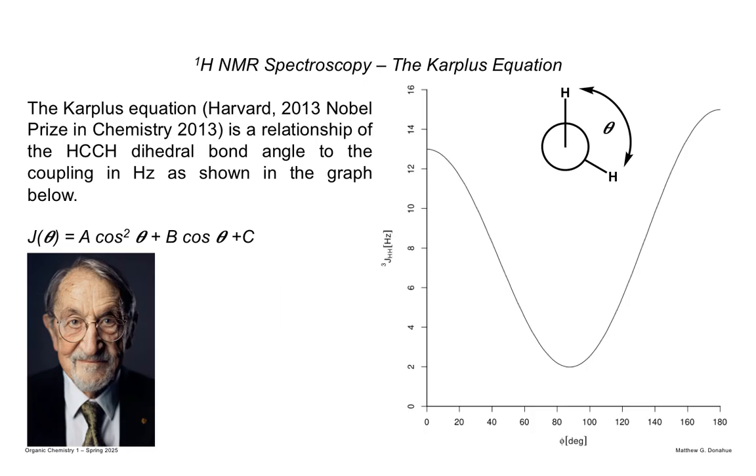So the reason that angle is important is because it directly influences the coupling constant, the distance between the lines in the signal. And so this is known as the Karplus equation. Karplus won the Nobel Prize in chemistry for this work and other work in applying mathematical models to organic molecules. So the Karplus equation is shown there. Really what you need to be able to do is look at the graph and interpret the graph.